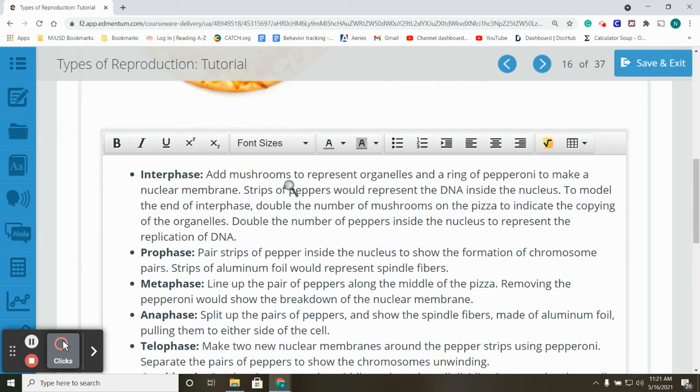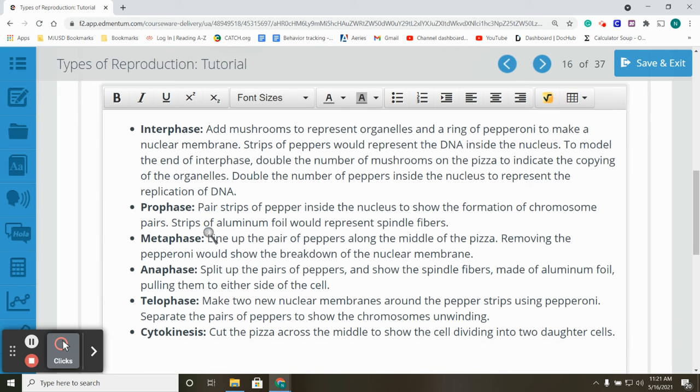Interphase. Add mushrooms to represent organelles and a ring of pepperoni to make a nuclear membrane. Strips of peppers would represent the DNA inside the nucleus. To model the end of interphase, double the number of mushrooms on the pizza to indicate the copying of the organelles. Double the number of peppers inside the nucleus to represent the replication of DNA.